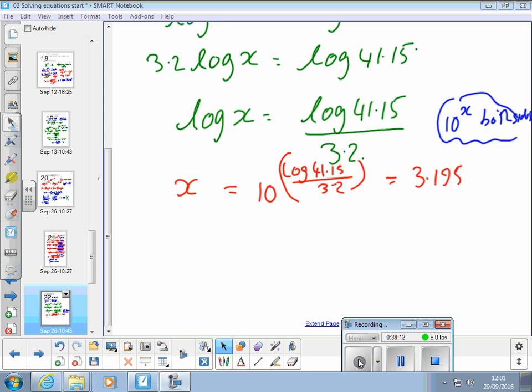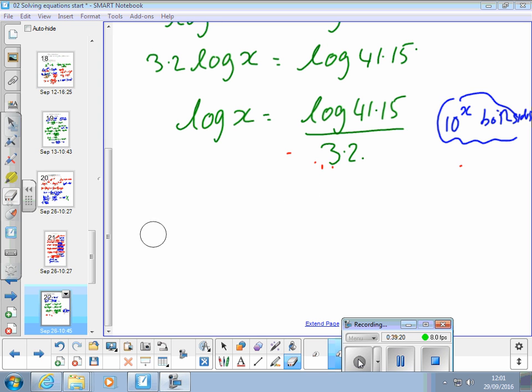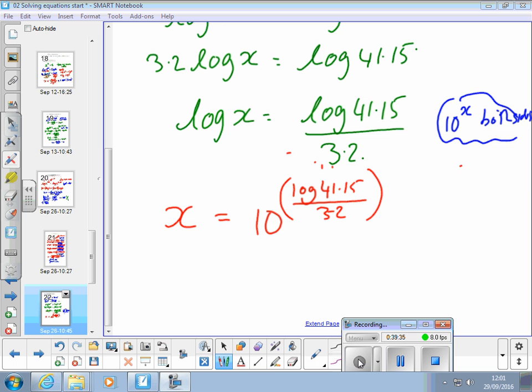Just going to write that out a little bit neater. x is equal to 10 to the power of log 41.15 all over 3.2, and that equals 3.195. Yep, to 4 significant figures. Okay, so well done. That just goes to show there are sometimes other ways to do things, but dependent upon the nature of the problem, that way may or may not work. Alright?